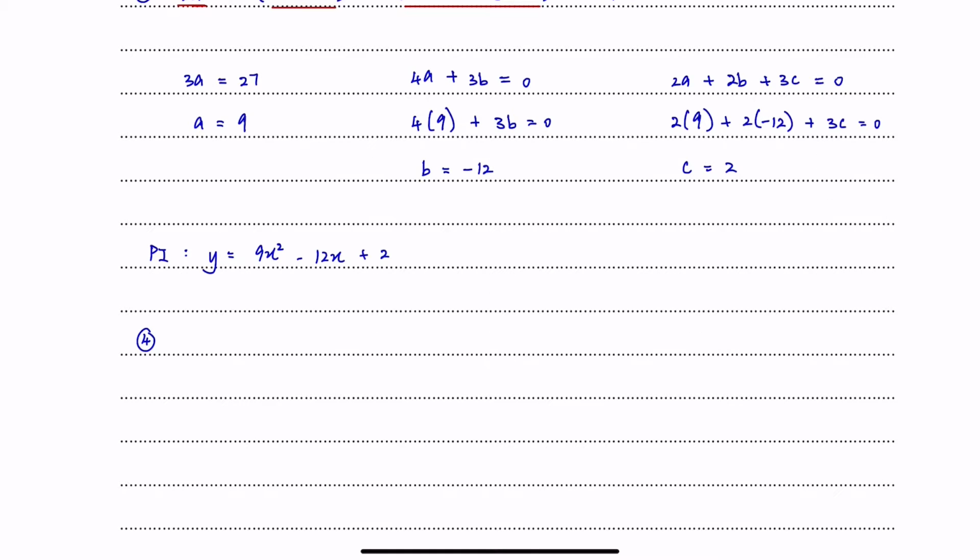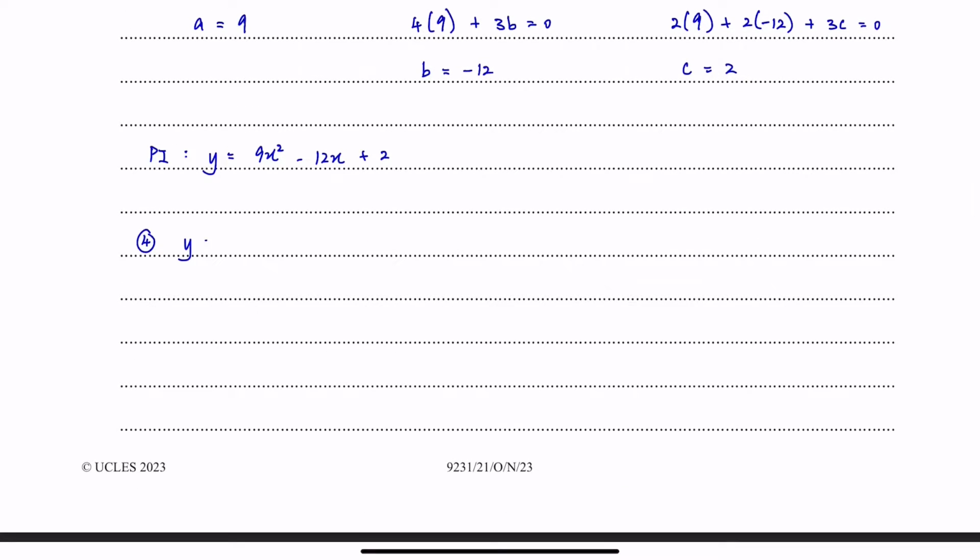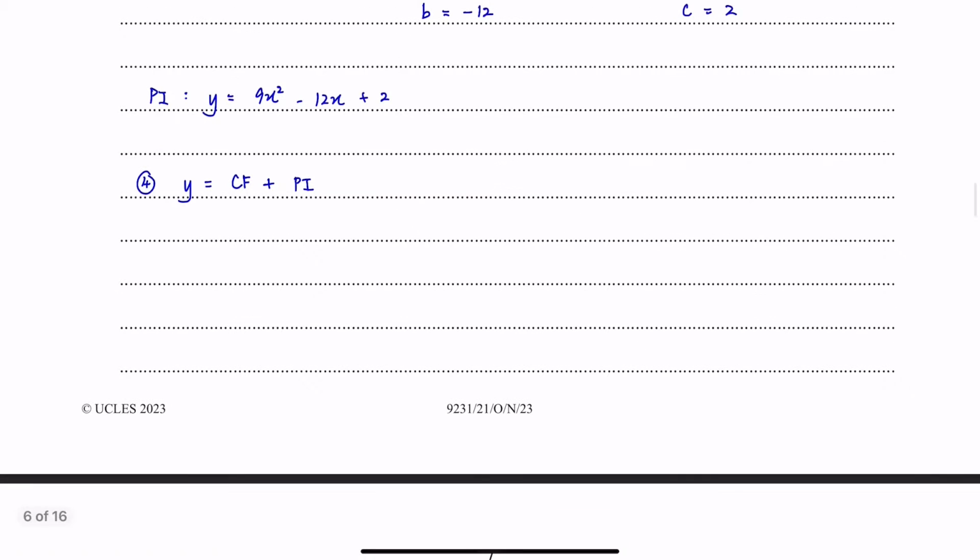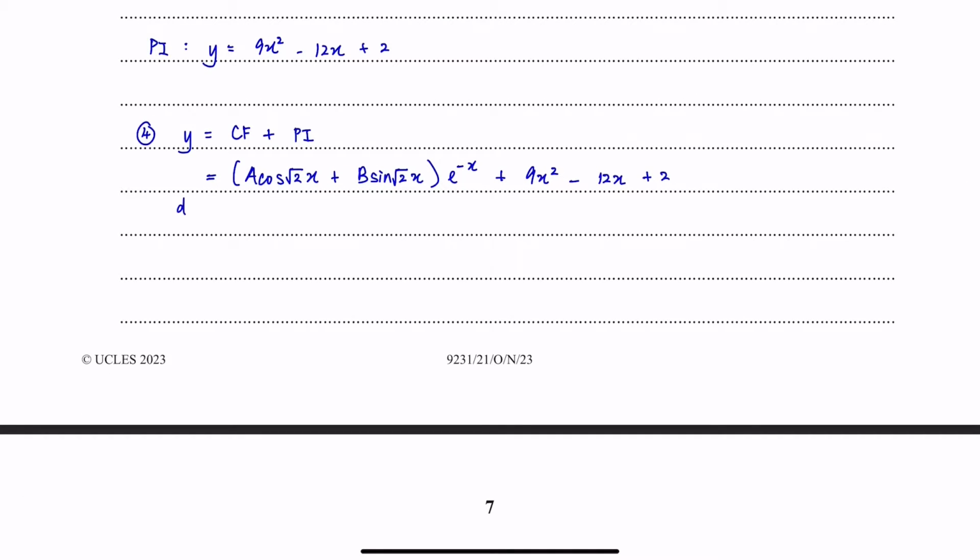And for the fourth part, we write the whole equation. So y is actually the complementary function plus the particular integral, and we get (a cos 2x + b sin 2x) times e to the negative x plus 9x squared minus 12x plus 2. And now we have to differentiate it.